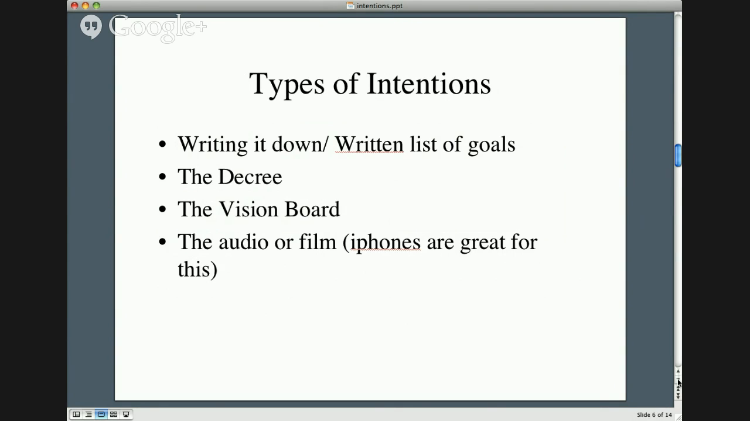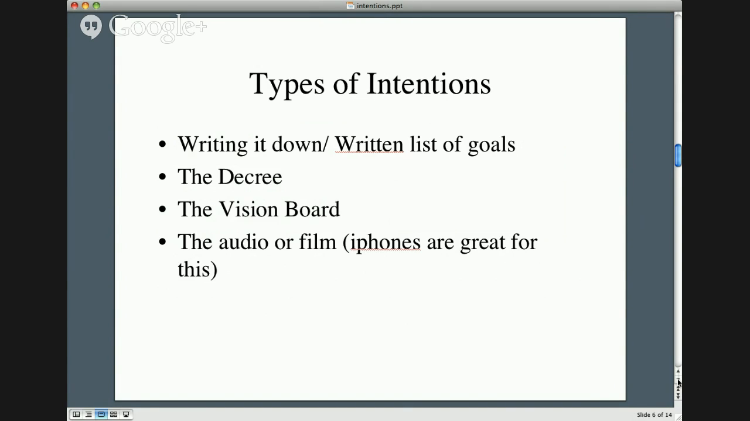Types of intentions that we have, sort of the basic one that a lot of people have done at some point in their life, is writing it down. This can be a written list of goals. It can also be a written manifesto of this is what I want to create. We've done it through journaling and diary writing. Writing it down can be really, really effective. It sort of gets it out of our own psyche and onto paper.